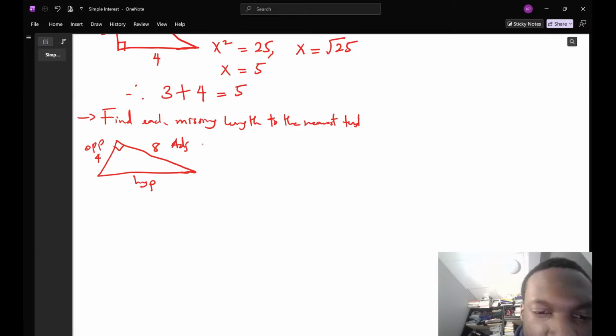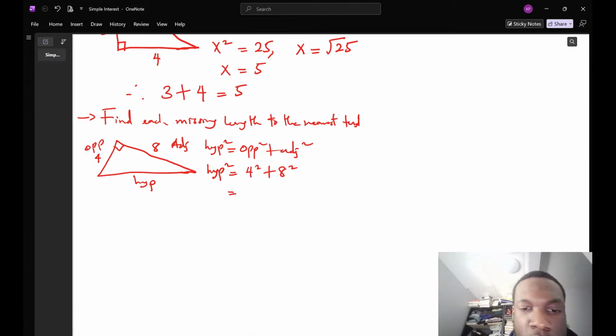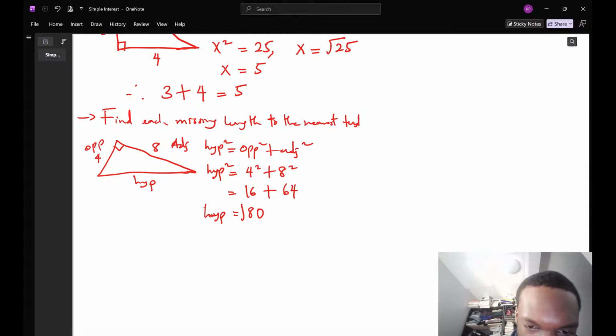So in this case, the hypotenuse squared is equal to the opposite squared plus the adjacent squared. Okay, so the hypotenuse squared is equal to 4 squared plus 8 squared. 4 squared is 4 times 4, which is 16, and 8 times 8 is 64. So 64 plus 16 is 80. So the hypotenuse will be the square root of 80. We know that the square root of 81 is 9, so the square root of 80 will probably be 8.9 something.